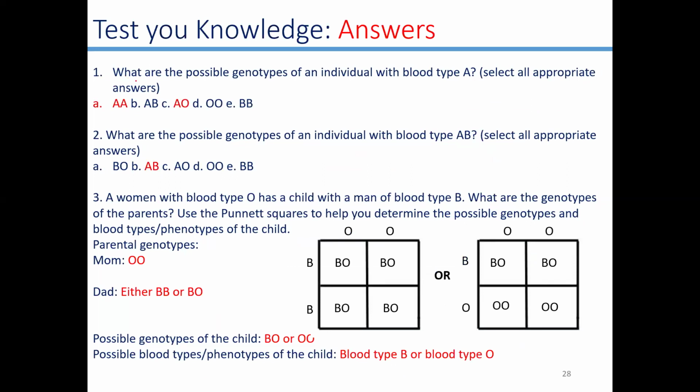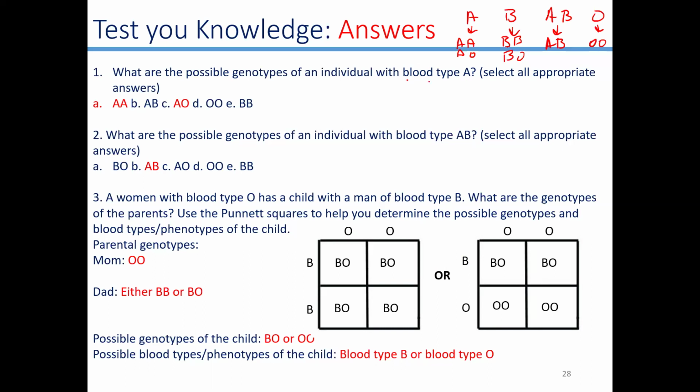In number one, it says, what are the possible genotypes for an individual with blood type A? Select all that are appropriate. Right here, we know that we're dealing with a multiple alleles problem. When it comes to blood type, we can have blood type A, B, and O. In order to get A, it would be AO. To get blood type B, we know it's BO. In order to get blood type AB, remember this is going to be codominant, so it's going to be AB. In order to get blood type O, it's OO.